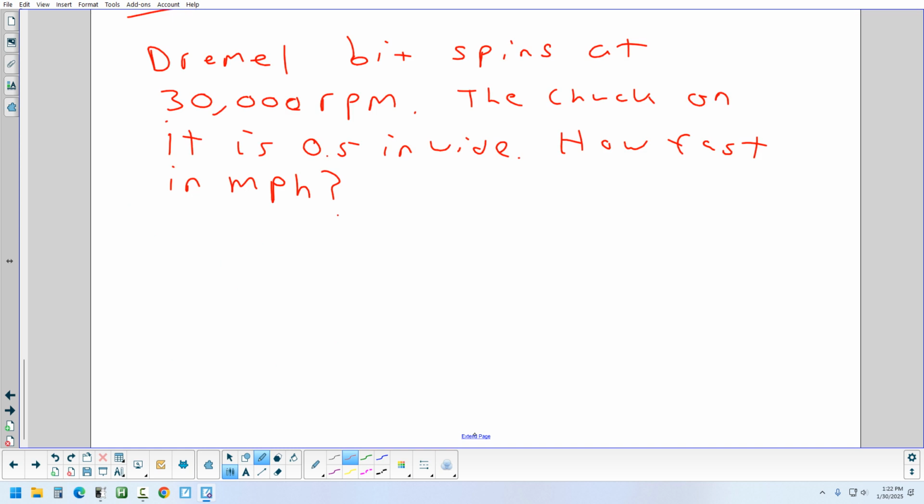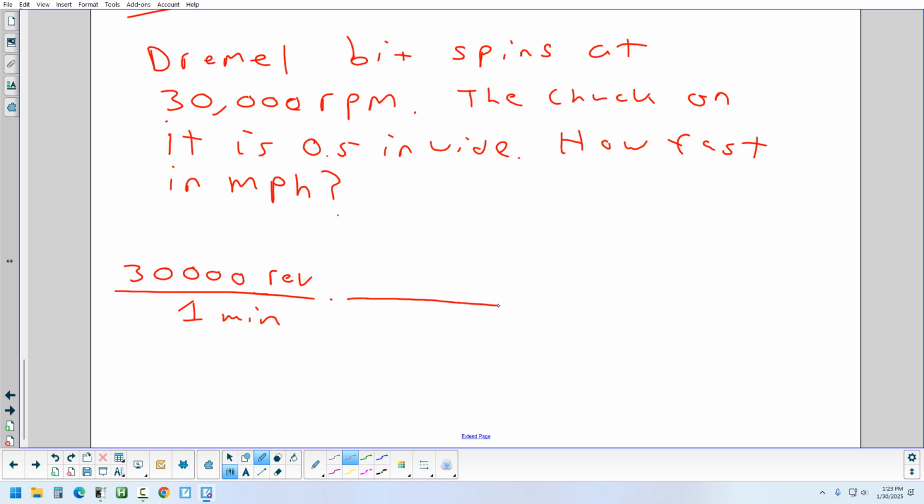So what's the speed that they give us? 30,000 RPM. We're trying to convert that to miles per hour. 30,000 what? 30,000 RPM. And what does that mean? Rotations per minute, so it's revolutions over 1 minute. Okay. So if we're trying to get miles per hour, let's fix the hours right away. How do you get rid of minutes? Where does it go? On the top.